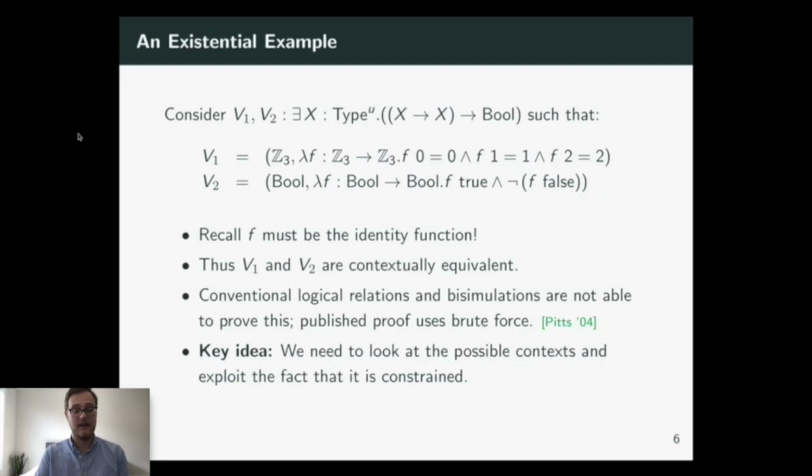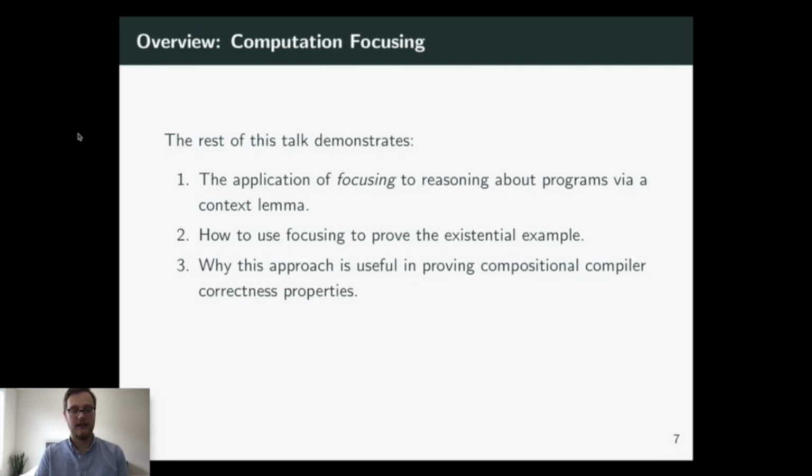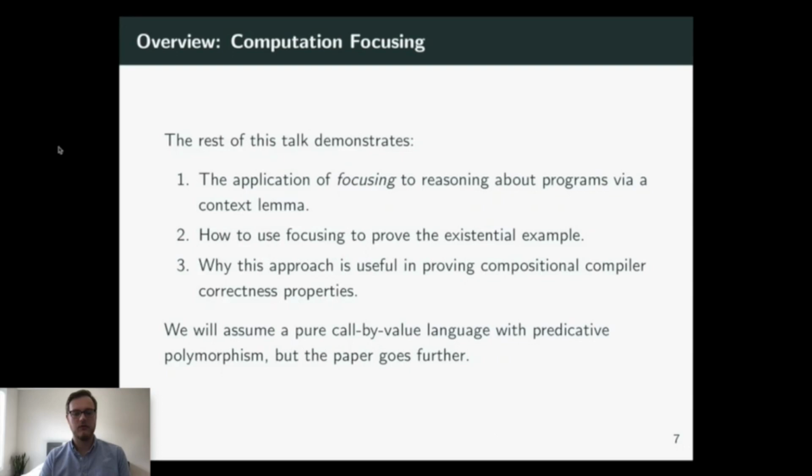So throughout the rest of the talk, we're going to look at a proof theoretic technique called focusing and show that that's actually useful for reasoning about programs. In fact, we can use that to prove this equivalence. Lastly, we'll see why this technique might be useful in compositional compiler correctness. For this talk, we're going to deal with a call-by-value language with predicative polymorphism in a pure setting, but the paper goes beyond some of these restrictions.